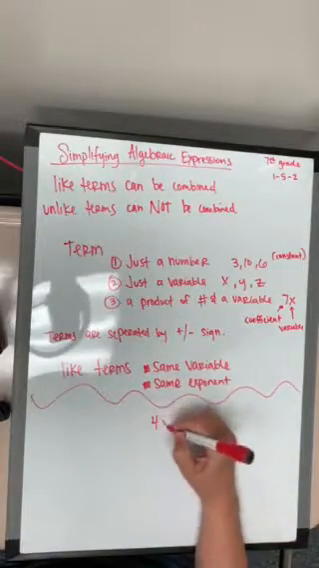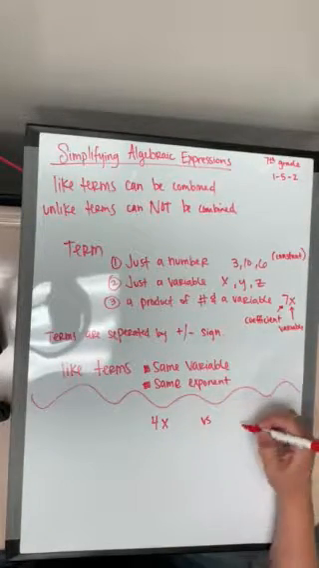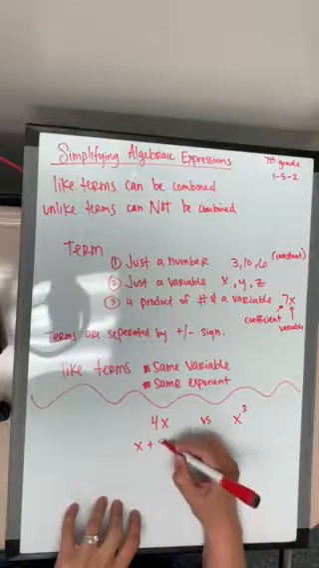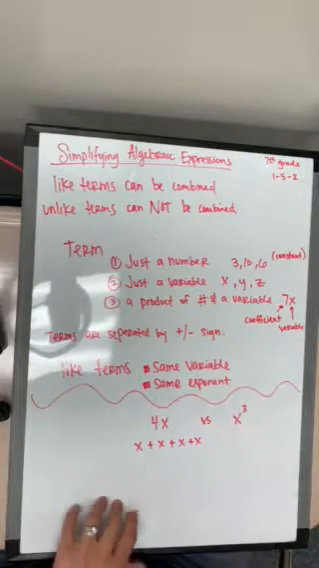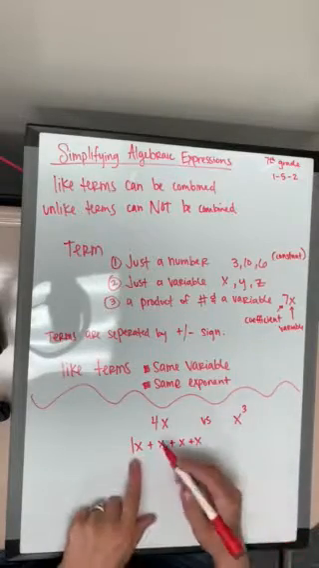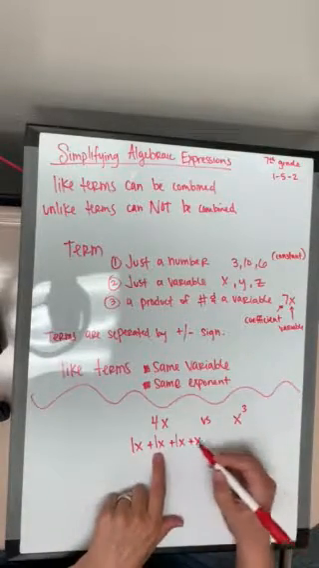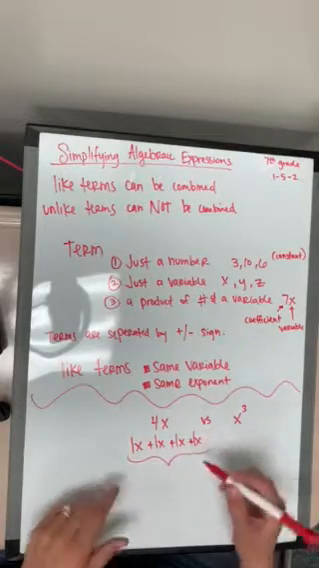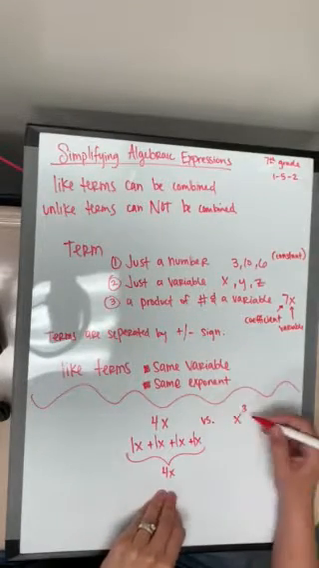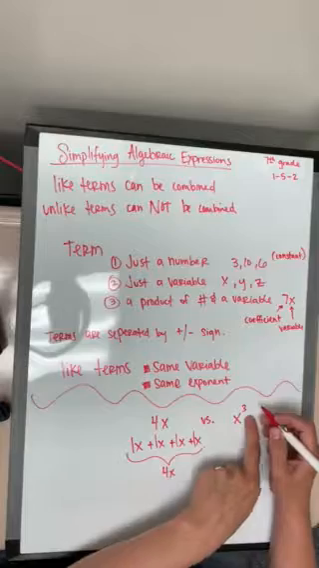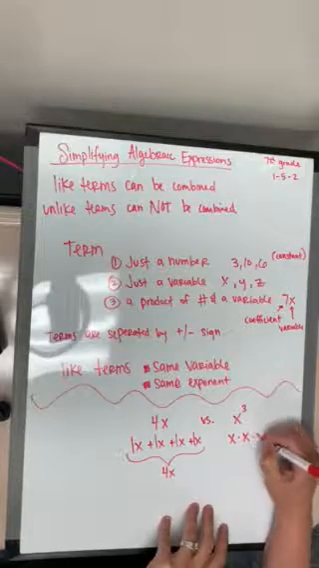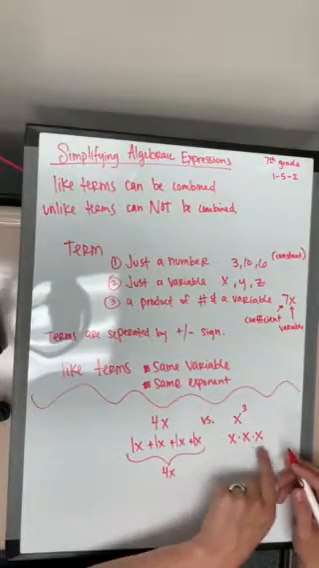So if I have something like 4x versus x cubed, what this is saying is you have x plus x plus x plus x. Like I said earlier, every time you have just a variable alone, it actually has a 1 in front of it. So really we have 1x plus 1x plus 1x plus 1x, and that's giving us 1, 2, 3, 4 x's. So that's how that comes together. Now, if ever you're working with a power, it's actually going to be multiplying. So this one is really saying x times x times x. So you have x to the third power.